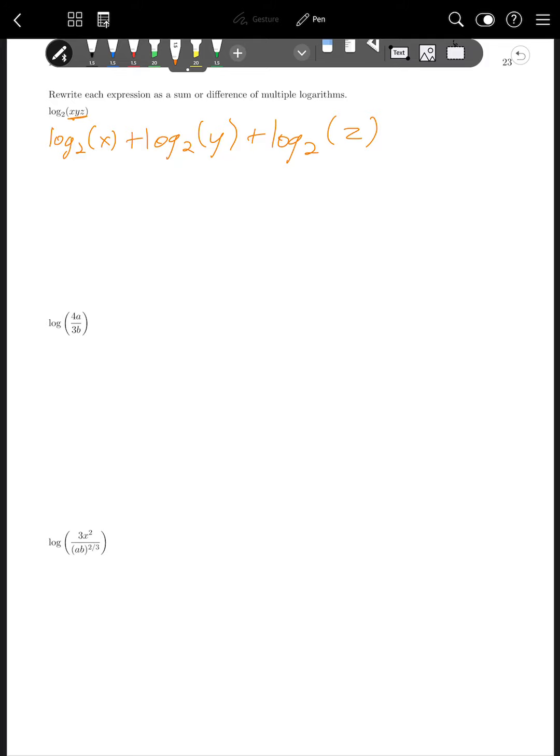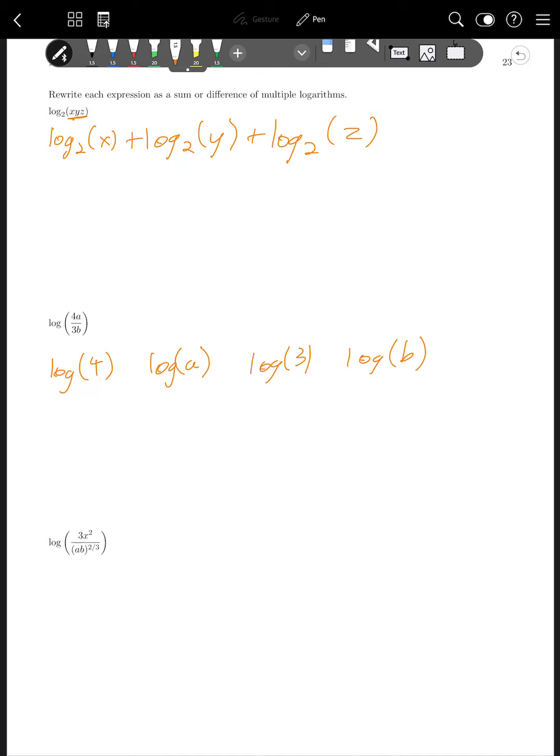more complicated ones, what I want to look for are really two things. Well, really three things. First of all, what are all of the factors? So in this case, that would be 4, a, 3, and b. So there's 4 factors, so I'm going to have 4 logarithms, right? In fact, I could go ahead and just write those. So I'm going to have a log of 4, a log of a, a log of 3, and a log of b.